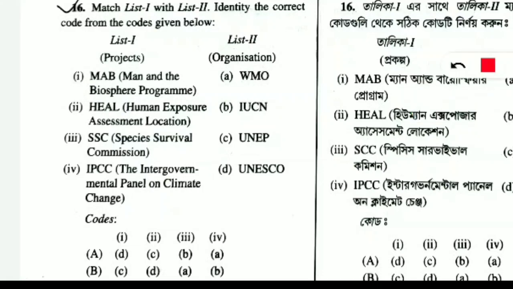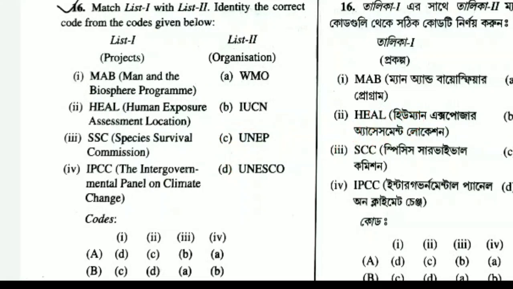So here, Man and the Biosphere Program. The parent organization will be what? It will be UNESCO. Yes, it will match with D. HEAL, that is Human Exposure Assessment Location. This parent organization will be what? It will be both WHO and UNEP. So UNEP plus WHO are the parent organizations for HEAL, that is Human Exposure Assessment Location.